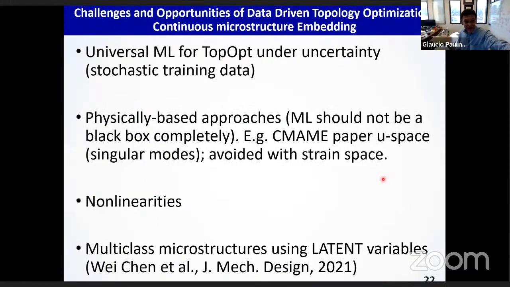And finally, another area that I think we need to look at is physically based approaches. We should not use machine learning as a black box. Sometimes we need to connect it with the mechanics. Nonlinearities, like in the first talk, are great. And the work that Wei is doing, we are exploring in our group on multi-class microstructures using latent variables. And this may be part of the last talk.